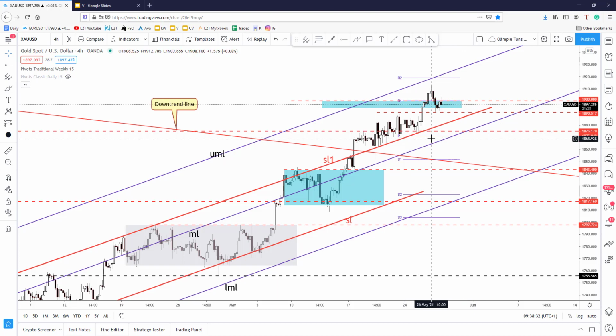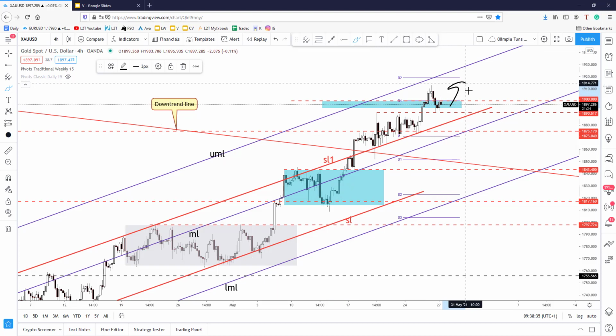So if the DXY, if the US dollar index will continue to drop, then the price of gold could jump higher towards this immediate high 1912.78 or towards R2, towards the upper medium line, guys.